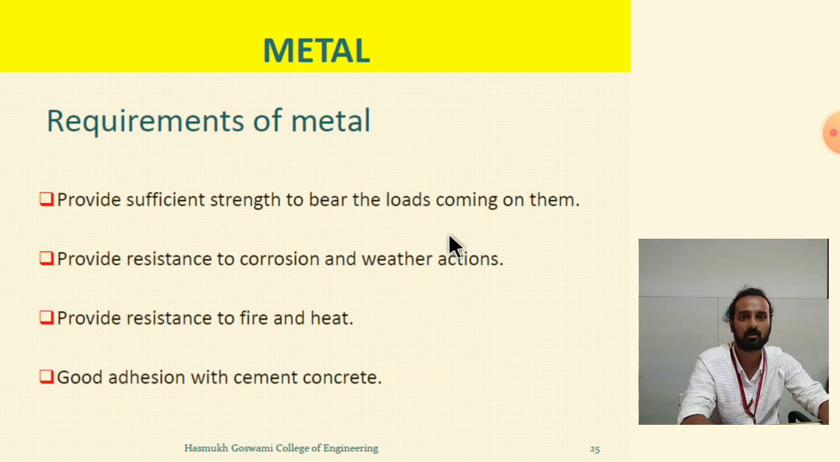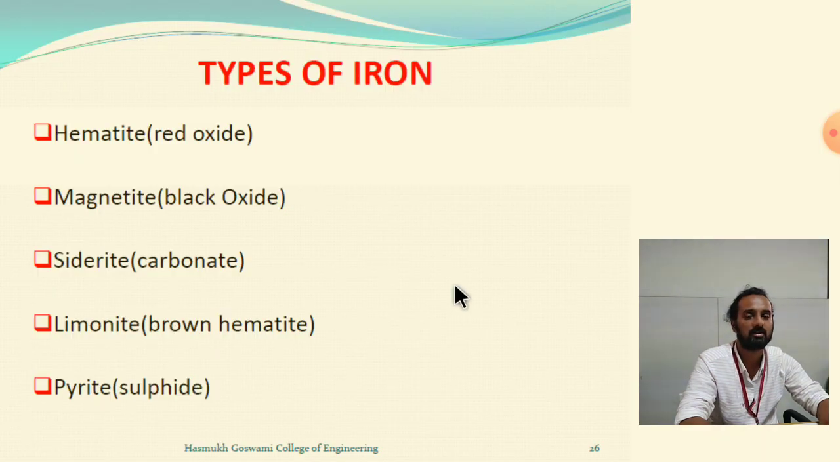We are going to the metal part. As we are daily using metals in construction industries and in our daily life, they should have sufficient strength to bear the loads coming to them, provide resistance to corrosion and weather actions, provide resistance to fire and heat, and good adhesion with cement and concrete. The word metal comes from the Greek word metallion. The most abundant metal in the universe is iron. It is very abundant because it is easily available in every part of the countries.